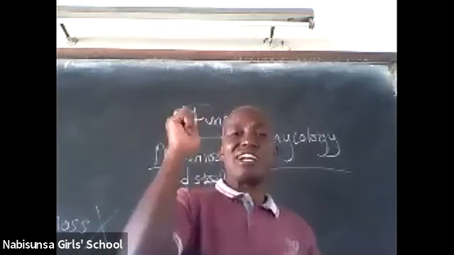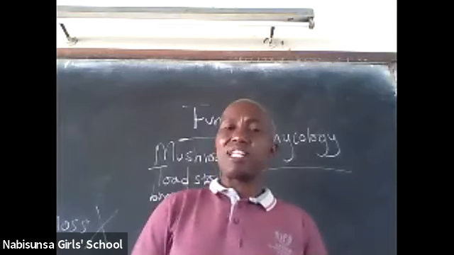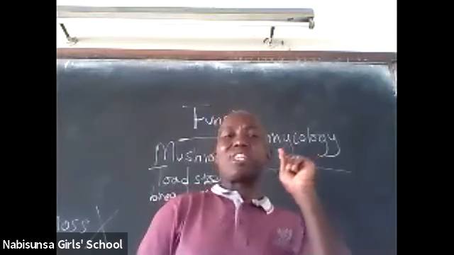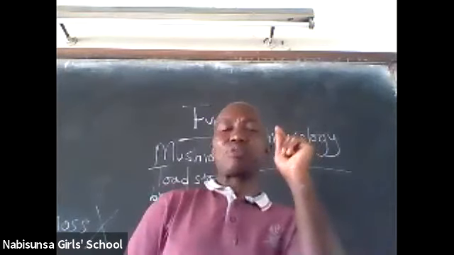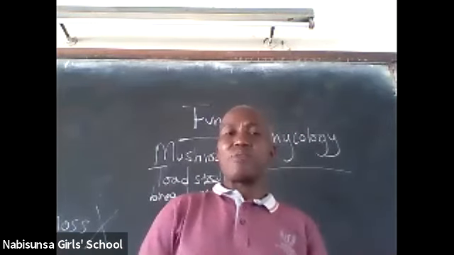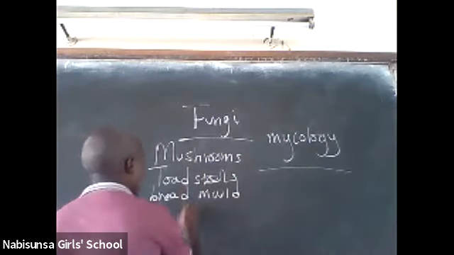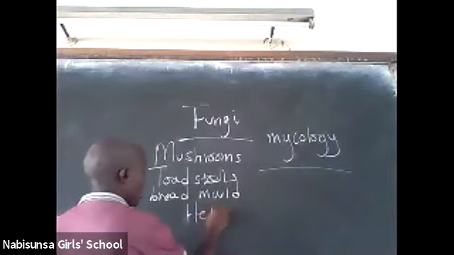Now we are looking at the characteristics of the fungi. When you look at the organisms in this kingdom, all the organisms are unable to manufacture their own food. They are just like the animals. And therefore we can say the organisms in this kingdom are heterotrophic.